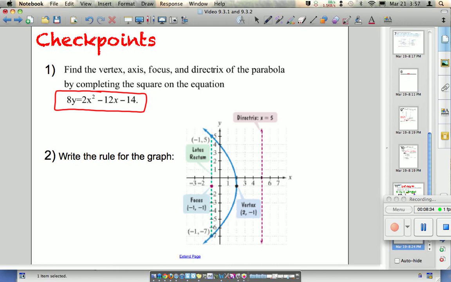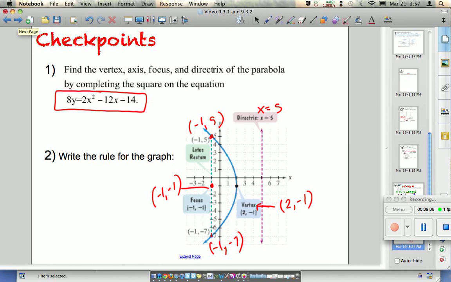This rule, I will write some of these numbers down for you. This is x = 5. The latus rectum is at (-1, 5). And down here it's at (-1, -7). The vertex is at (2, -1). And the focus is at (-1, -1). See if you can write a rule for this graph using those key points that you see there.